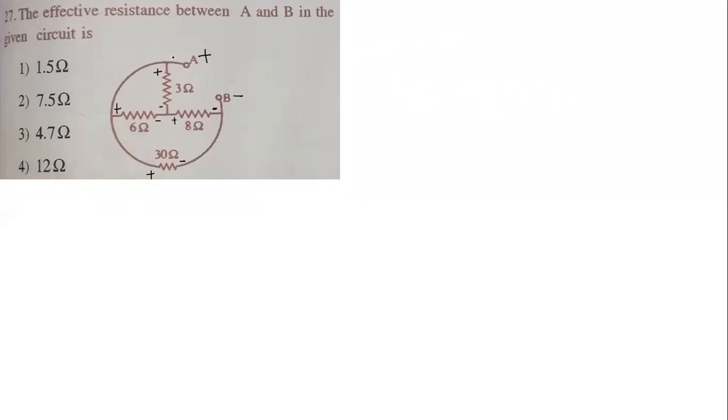Now I'm going to write these things. I want to write a circuit diagram. From A, how many resistors are connected? 1, 2, 3. So I'm going to take 3 resistors from point A. So it is 3 ohm, and one more is 6 ohm, and one more is 30 ohm. And these 3 are all connected to point A.